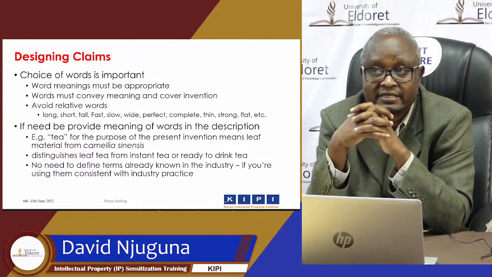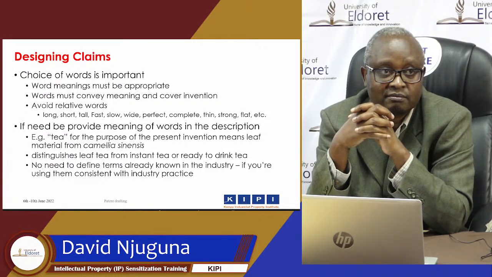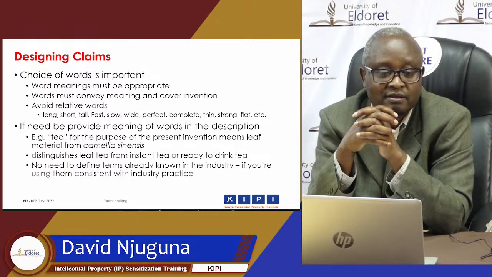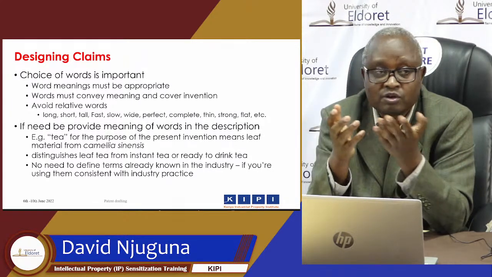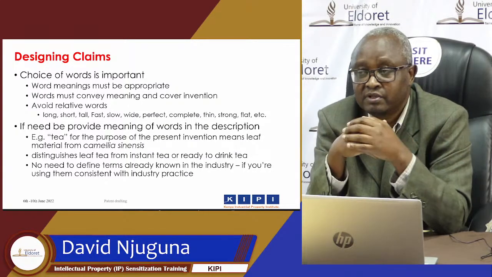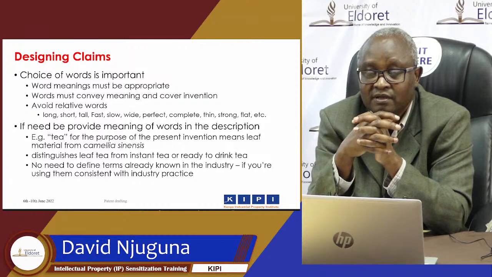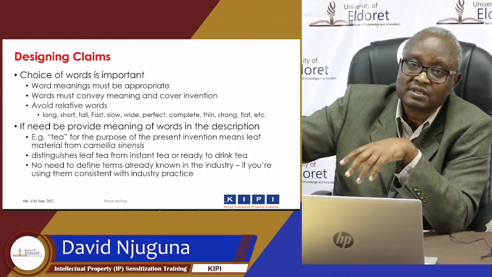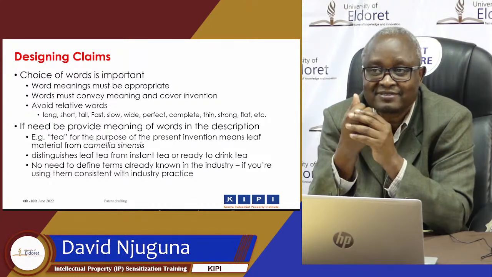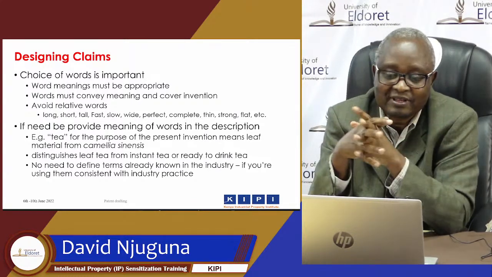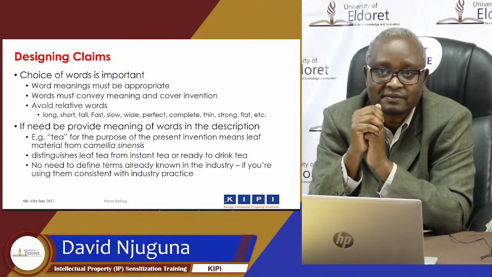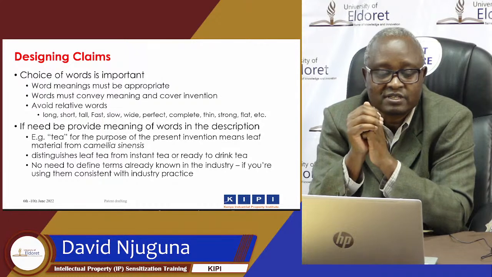Avoid relative words when you're describing your invention. Long, short, tall, they are relative, and there's no precise meaning for some of these words, so you avoid them when you're describing your invention. A tall container. So how tall is tall? A short container, how short is short? So those are not encouraged. Thin and flat, so you've got to be very specific.